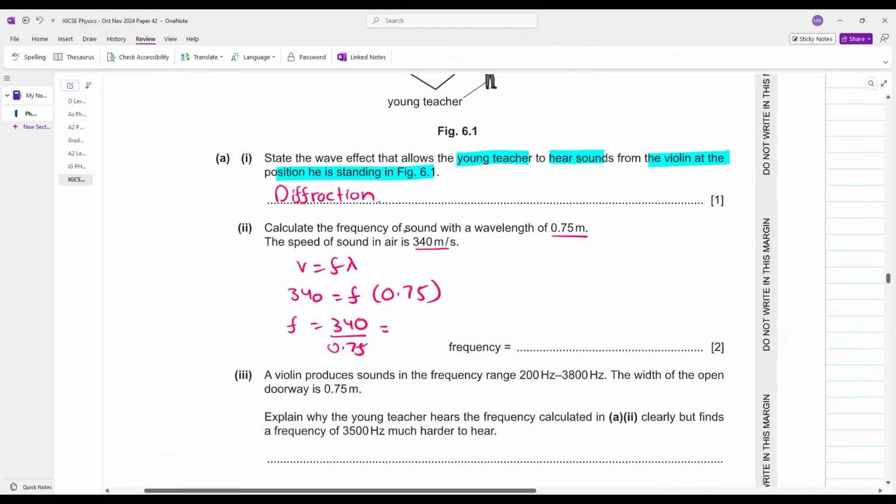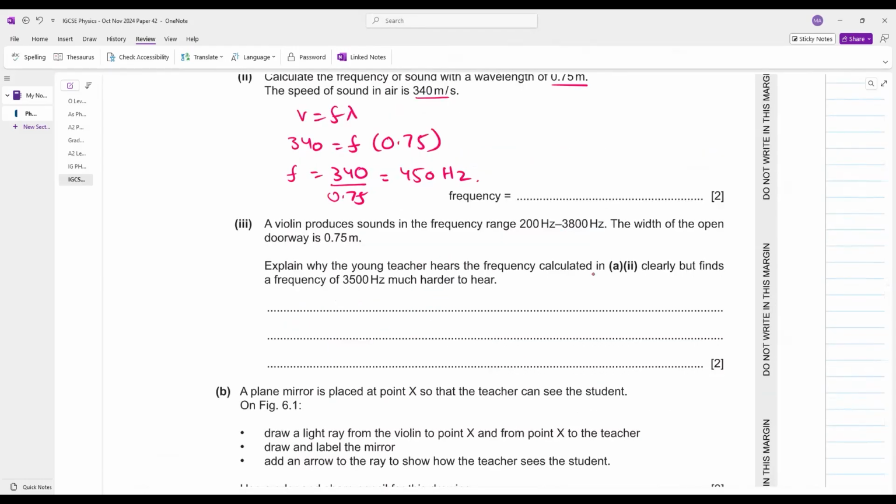340 divided by 0.75 comes out to be 450 hertz. Simple. Your frequency comes out to be 450 hertz. Nothing complicated here. Okay, let's move further ahead and see what is in store. Now, what do we have to write?